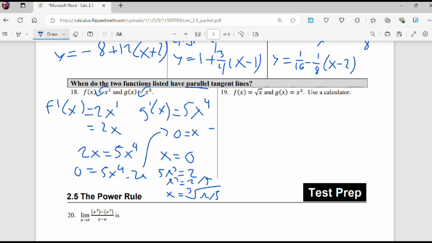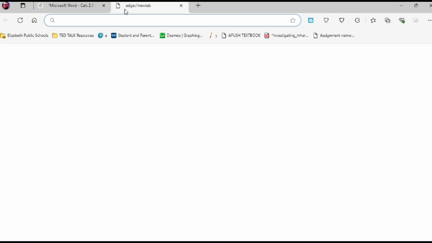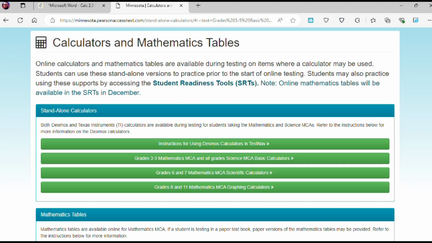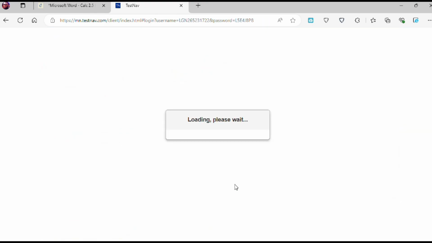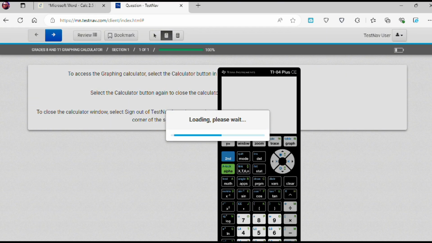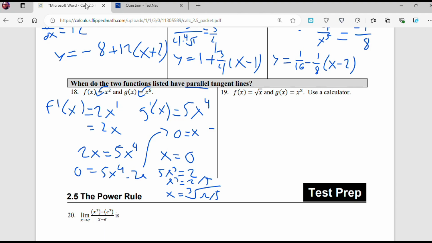Okay, so we actually have to use a calculator here. So we're going to pull up our trusty Minnesota calculator and have that thing ready. Okay, f of x equals square root of x, and g of x equals x cubed. And so we're going to actually find the derivative first and then plug those into y1, y2, find the intersection points. Bam, we have our answer.